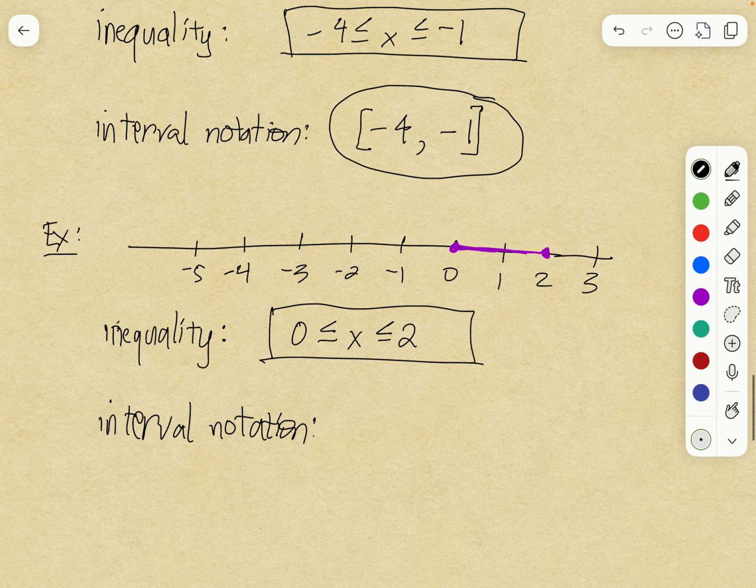Okay. What is it in interval notation? Well, I see a single interval. So again, we go from left to right. What's the leftmost number? The smallest number, 0. And what's the number that's farthest to the right on the number line that is in your interval? 2. So it's 0, 2, but we're not done because we need to indicate that 0 and 2 are in the interval. And we indicate that by using closed brackets like this. So that's how you write this in interval notation.